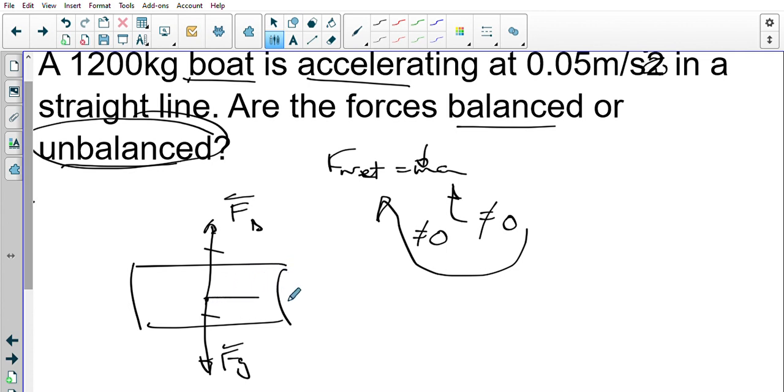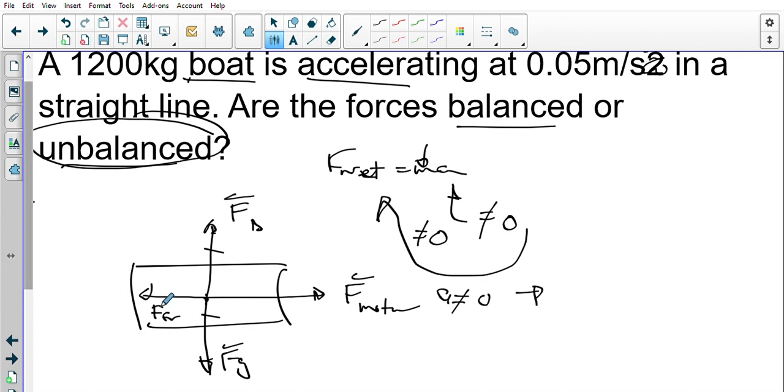So it's accelerating. And if it's accelerating, we're going to have a force of the motor pushing it in that direction. And if the motor force is pushing in that direction and the acceleration is not equal to 0, our net force is not equal to 0. So we have a force of our motor. Is there going to be anything working against it? Yes, sure, you betcha. We're going to have a force of friction.